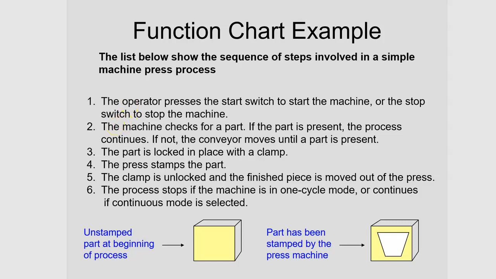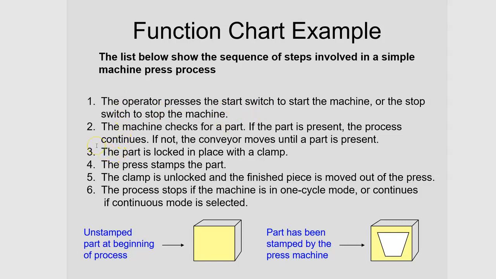Well, how would it do that? Well, there must be some kind of sensor. There are different sensors you can use to check for the presence of something. The machine checks for a part. If the part is present, the process continues. If it's not present, the conveyor moves until a part is present. So there you can see some logic. Some decision has to be made to tell if the part is present or not present.